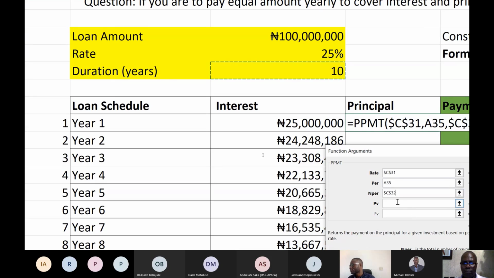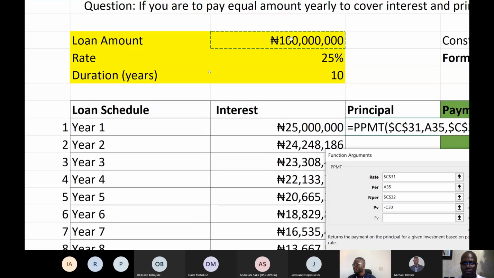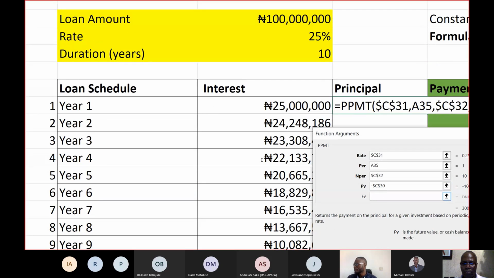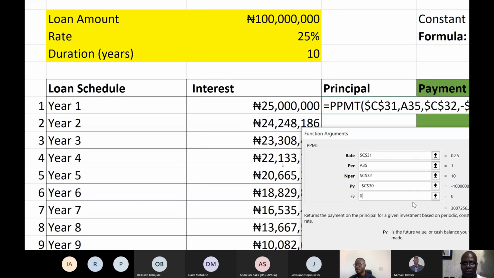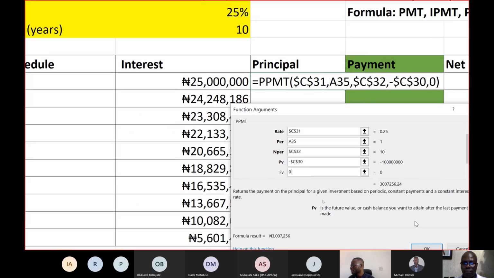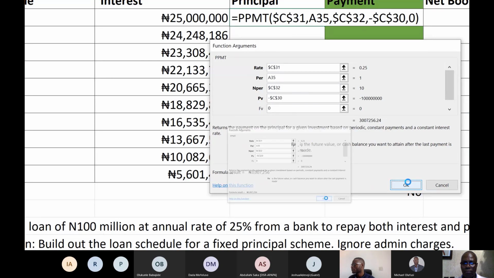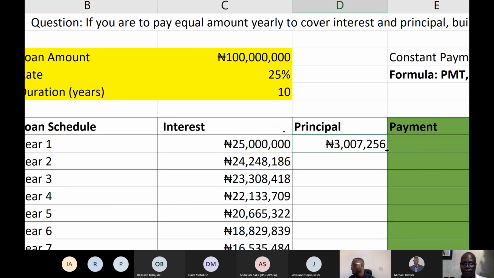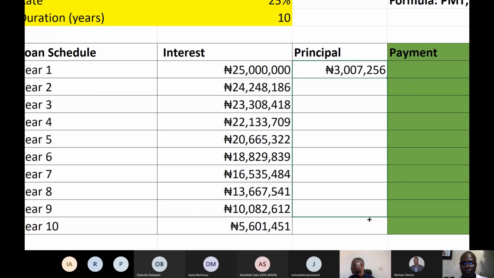And then the present value, just as I explained, if I want the outcome to be in a positive value, I have to put the PV in negative, okay? So this, again, I lock. And then the future value, which is again 0, because you have to pay out the entirety of the loan. And by doing this it's going to get me what the principal is. So this, again, I can drag.